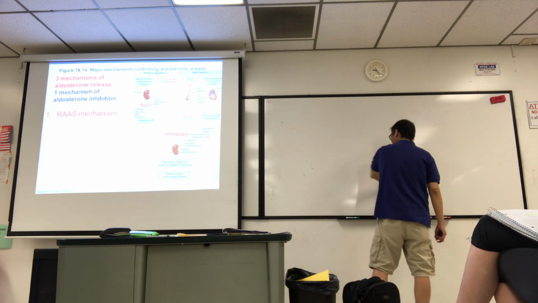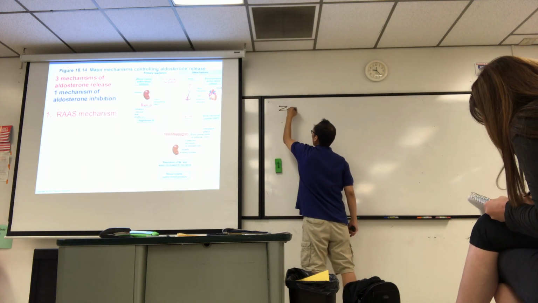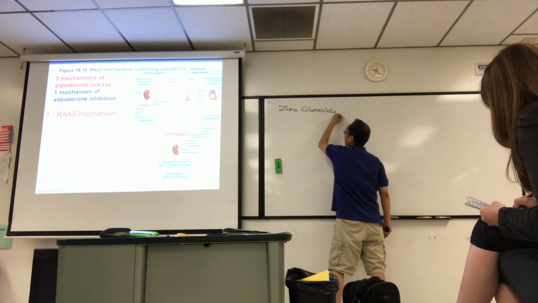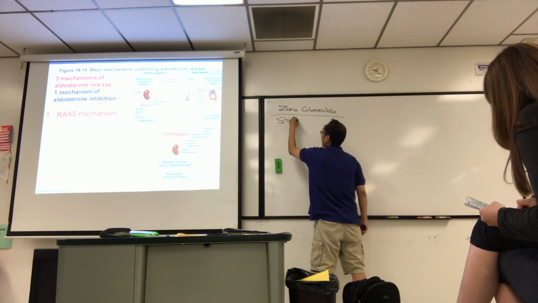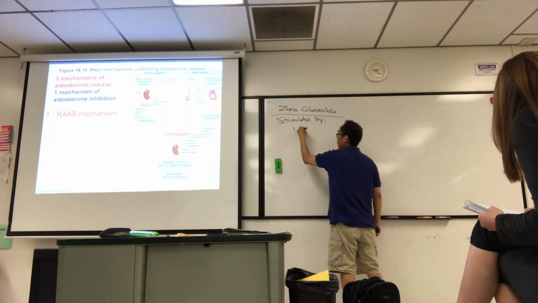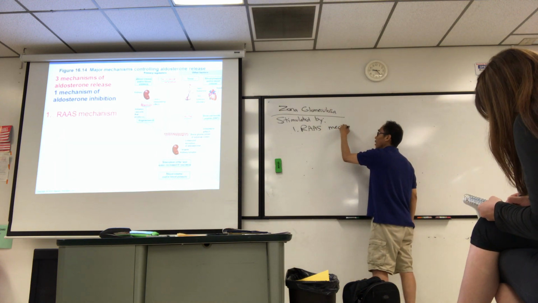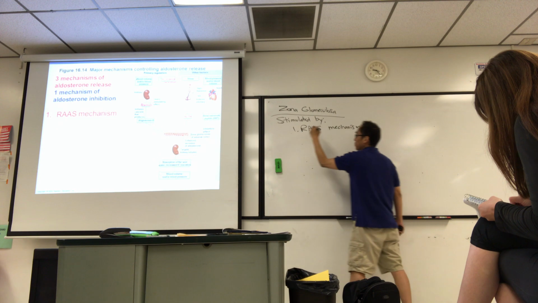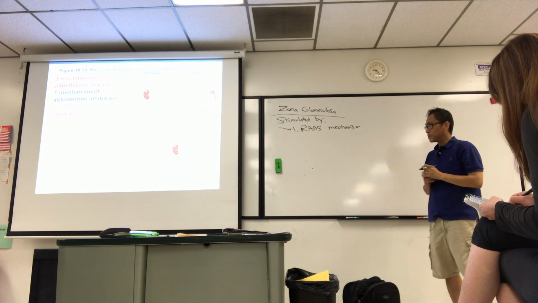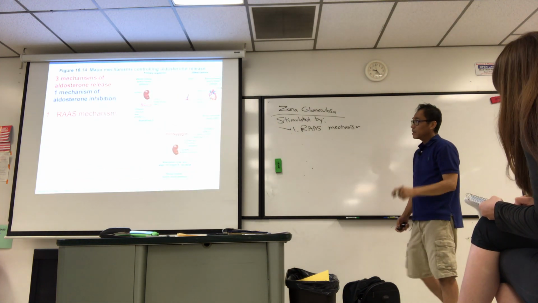So call this zona glomerulosa stimulation. Stimulated by, number one, the RAAS mechanism. I call it RAS for short. Put a check mark next to that, star it. I want to go through that in great detail, and you're expected to be able to write about that on the exam, so I'll get back to that. That's one stimulus.